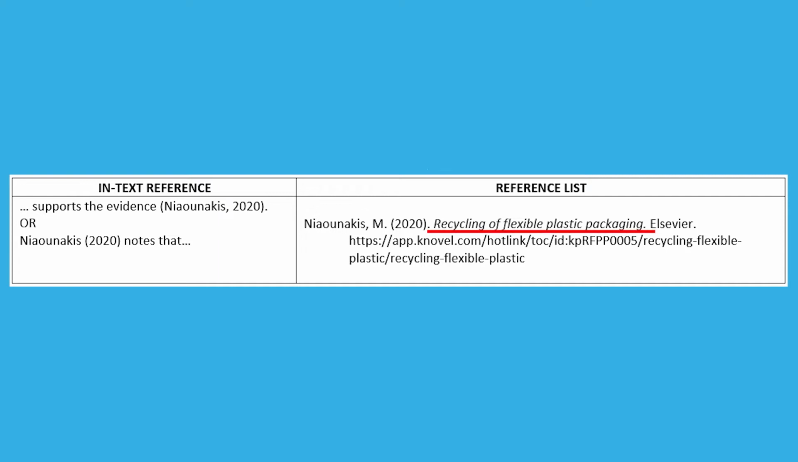The title of the book in italics, Recycling of Flexible Plastic Packaging, full stop. Elsevier, the publisher, full stop, followed by the URL. The URL will indicate where you got the ebook from.